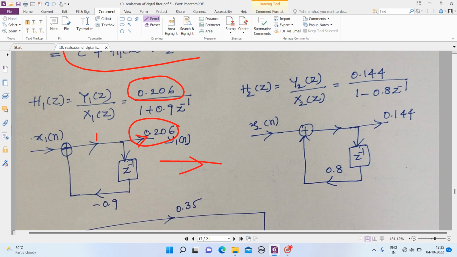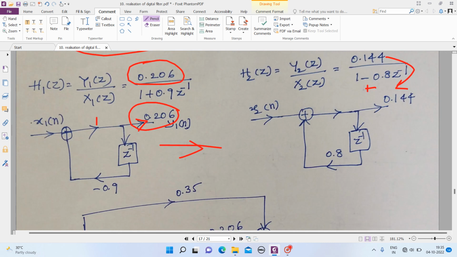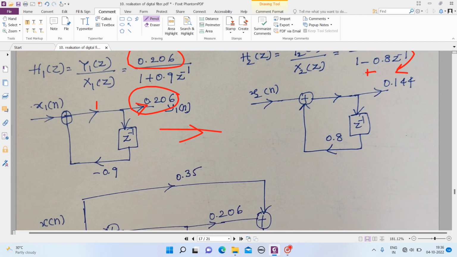Similarly, we have to draw the structure. Just here we have to change. This is 0.8 z inverse. x2 of n is added with this term. Here the constant term is 0.144. So if you are unable to understand, please go through the direct form 2 concept. It is there in the description link. Afterwards come to this concept. Otherwise, you can't understand.